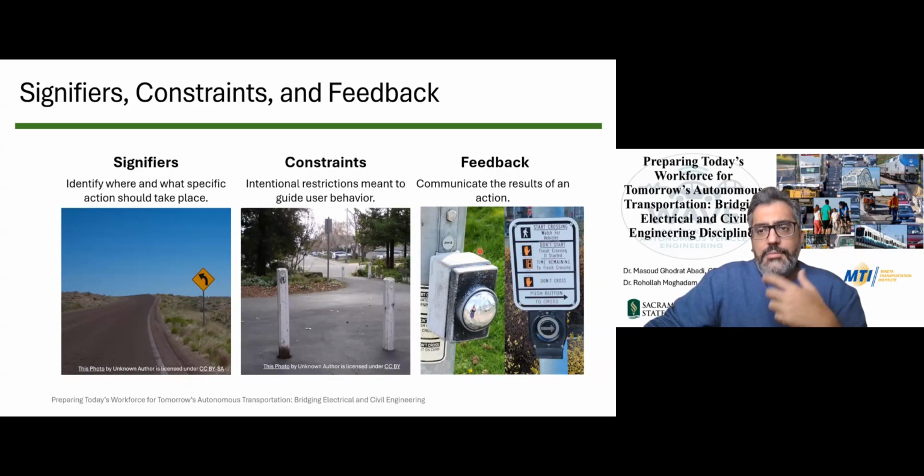So when I'm thinking of the interaction of autonomous vehicles with humans and vulnerable road users, I must think at least about these three rules: signifiers, constraints, and feedback. And I leave it to you to think about how to accommodate them in your design.